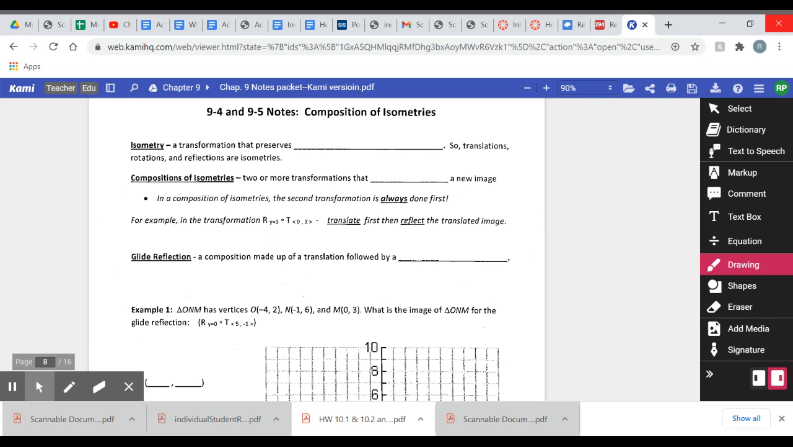Hi, welcome to section 9.4-9.5 notes. This is on composition of isometries.